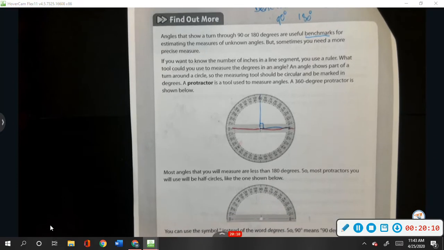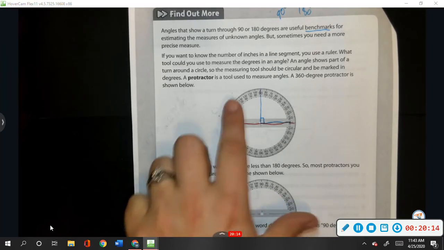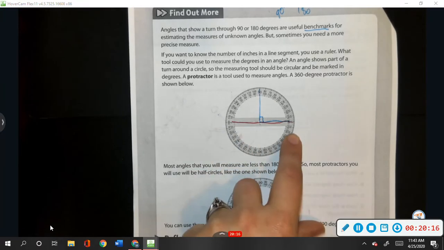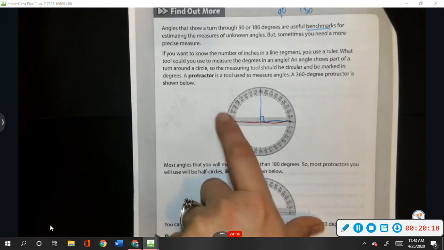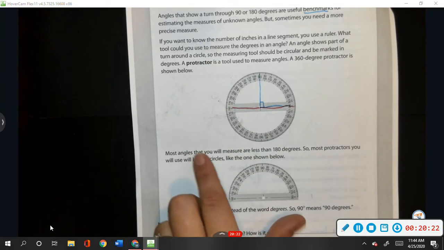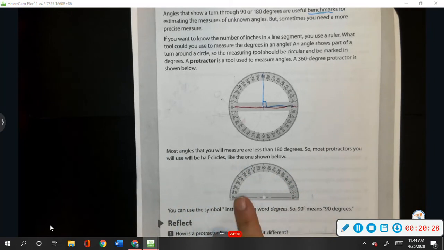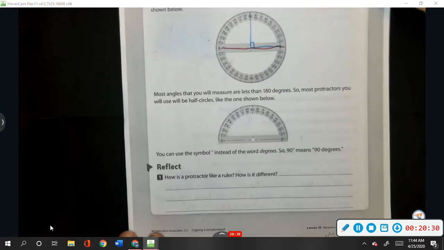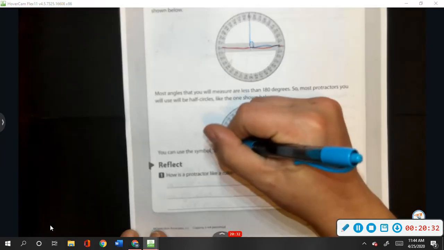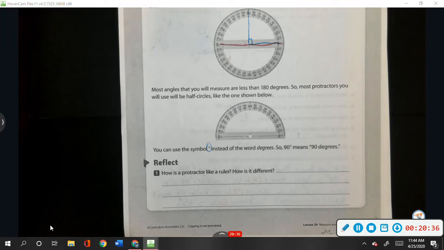A protractor is used to measure angles, a 360-degree protractor. So this is a 360-degree protractor, meaning you can measure angles that are much larger than 180 degrees. Most angles that you will measure are less than 180 degrees, so most protractors you use are only going to be half of that. And then, of course, you use the degree symbol instead of the word degrees. So 90 degrees means 90 degrees.